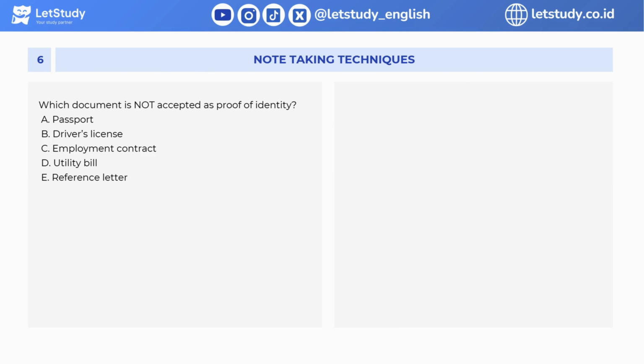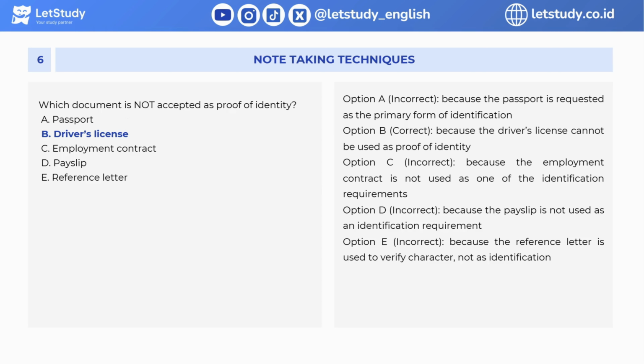And E. Reference letter. Option A is incorrect because the passport is requested as the primary form of identification. Option C is incorrect because the employment contract is not used as one of the identification requirements. Is employment contract part of your identification? No. Options D and E are also the same because the payslip and reference letter are not part of proof of identification. It's just part of the documents. So the answer is B, driver license.